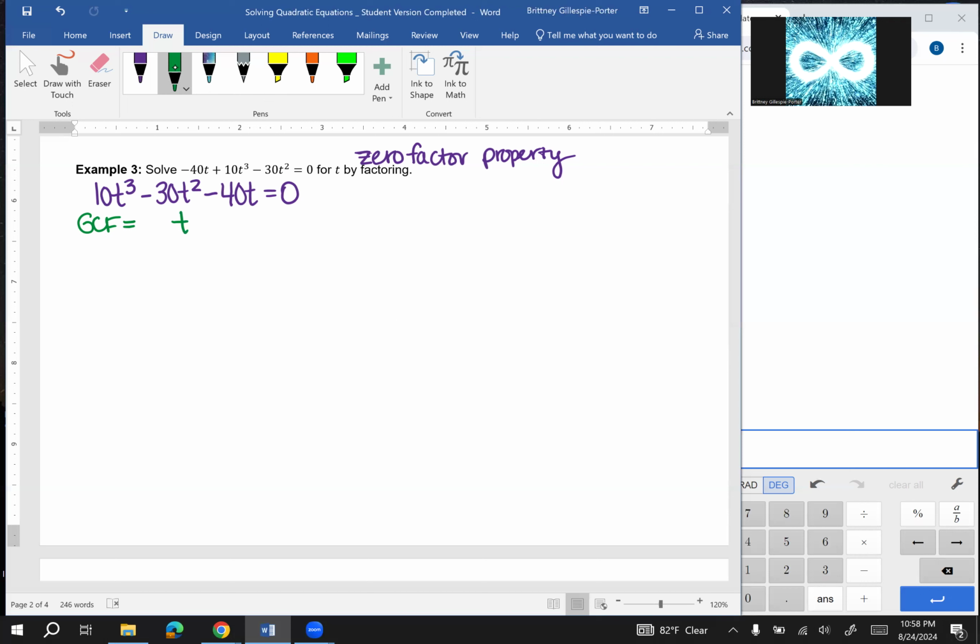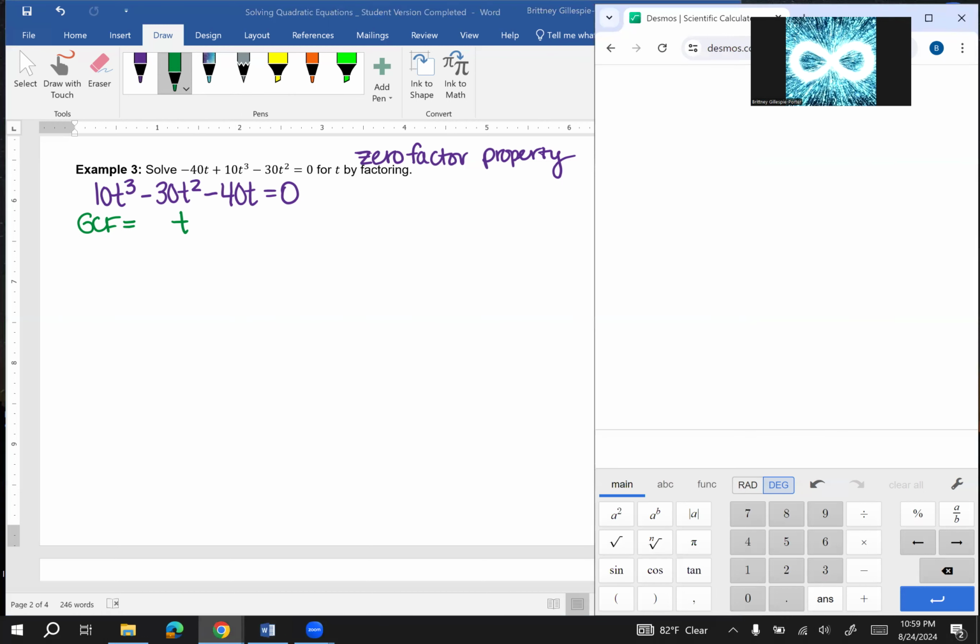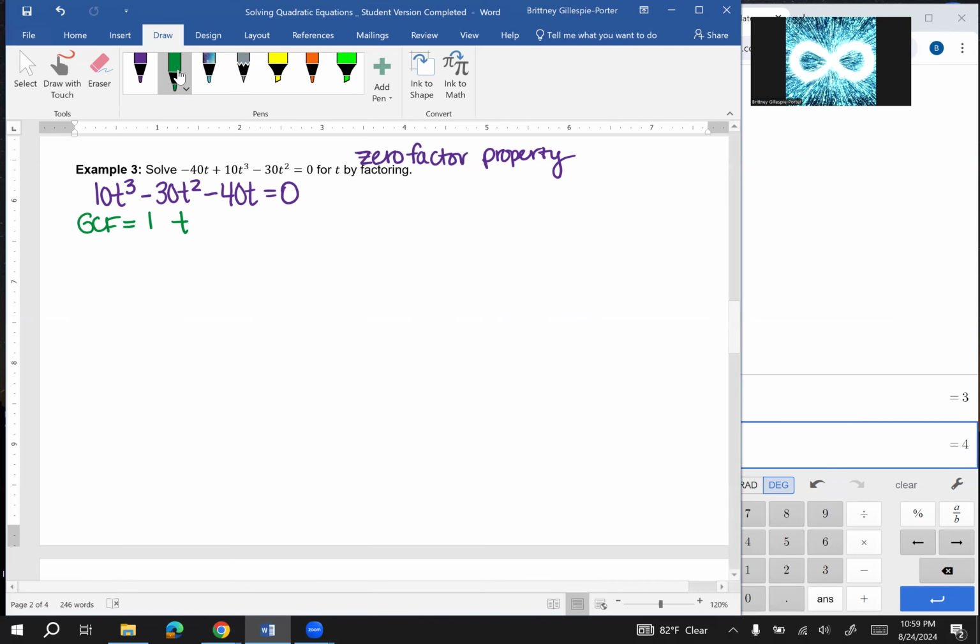To find the number part of your GCF, start with your smallest coefficient, your smallest number in all of your terms. In our case, it's 10. And you see if the other terms are divisible by 10. 30 is divisible by 10. 40 is divisible by 10. And remember, you can always double check. We're not going to judge you if you use a calculator to double check, especially on a test or quiz or an exam. So it's okay. We're going to have a GCF of 10t.